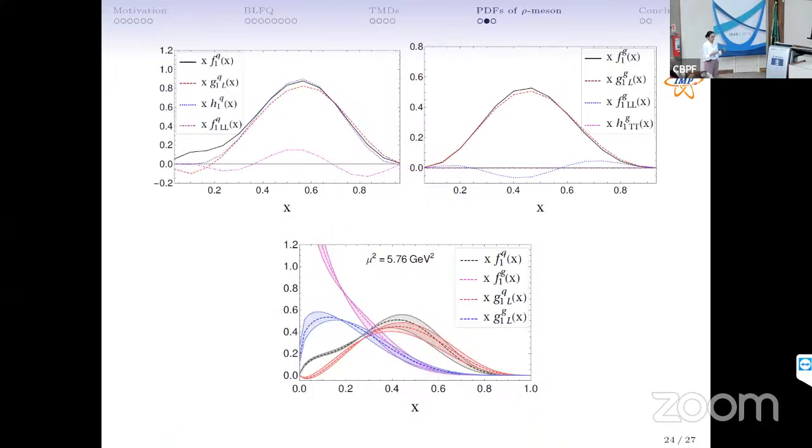Okay, then we have studied the x multiplied PDFs of the quarks and for the gluons. This F1LL is found to be opposite for both the cases, exactly opposite. And then these are the PDFs at the higher scale. We have evolved them using the DGLAP equations to the scale of 5.76. And this black one is F1, and this pink one is gluon.